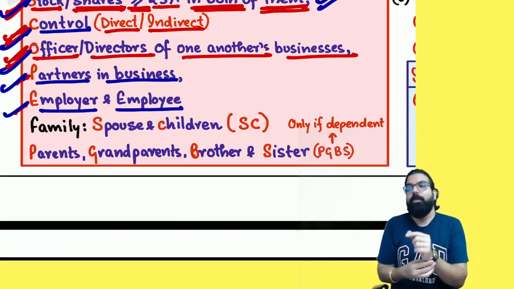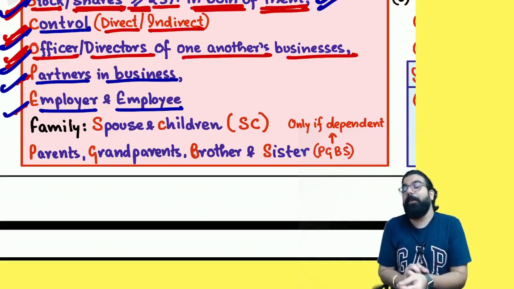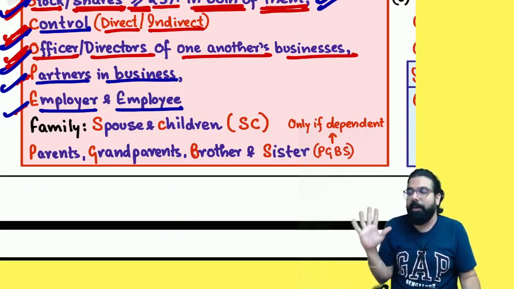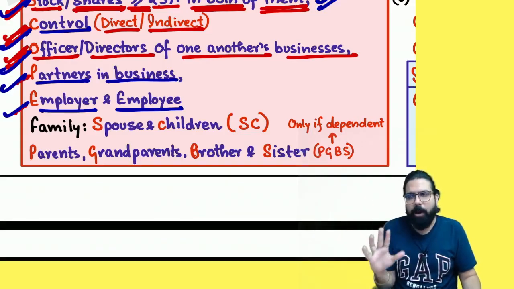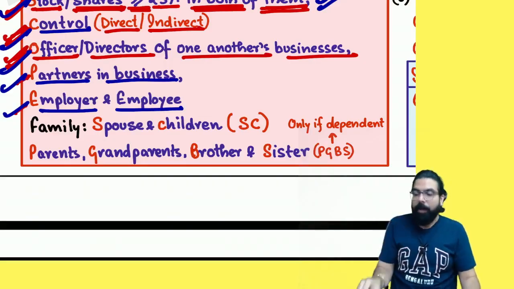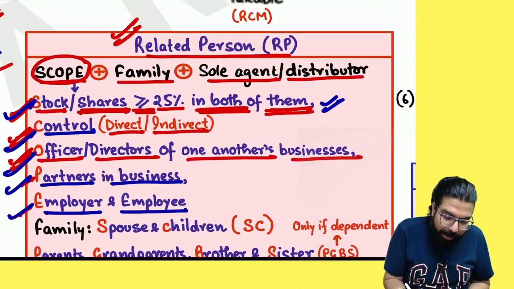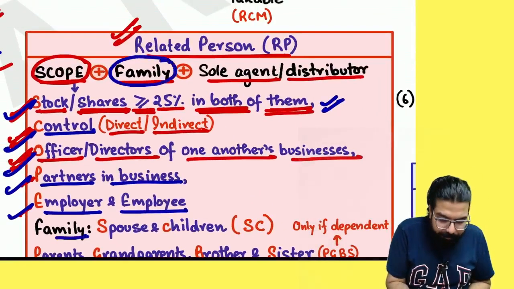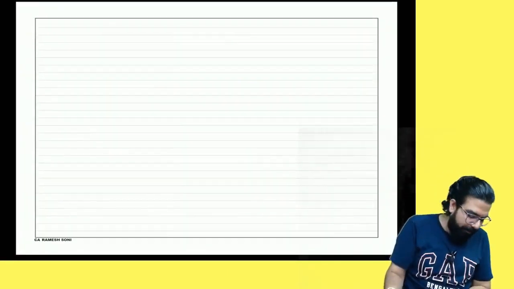O for officer or director. P for partners. E for employer and employee are always related persons. Can I go ahead, everyone? Now comes family. Family is always termed as what, everyone? Related person. What do you mean by family?